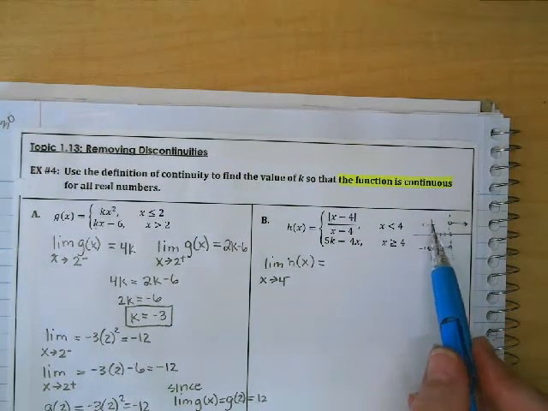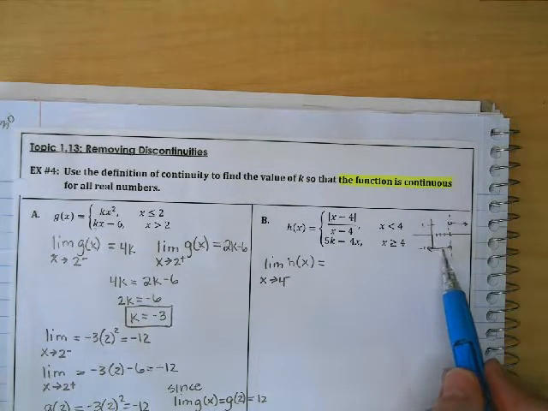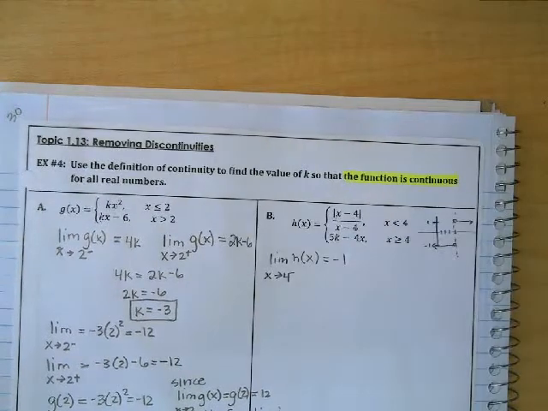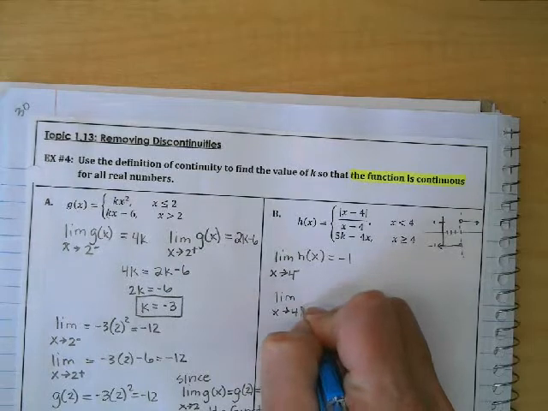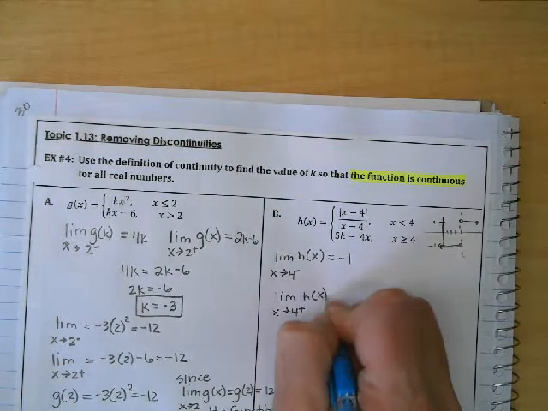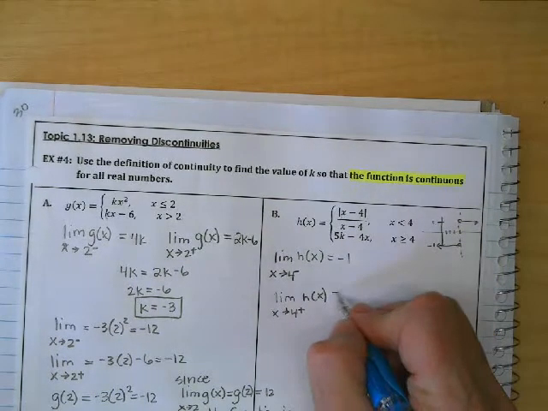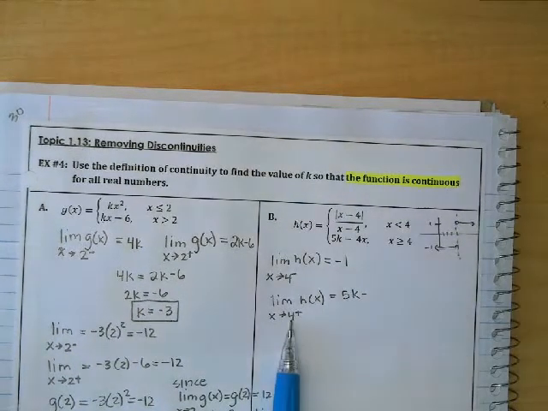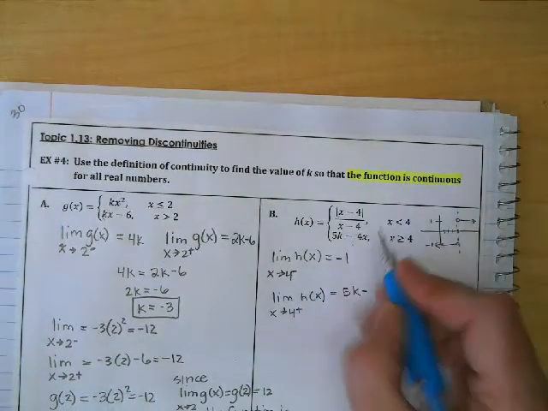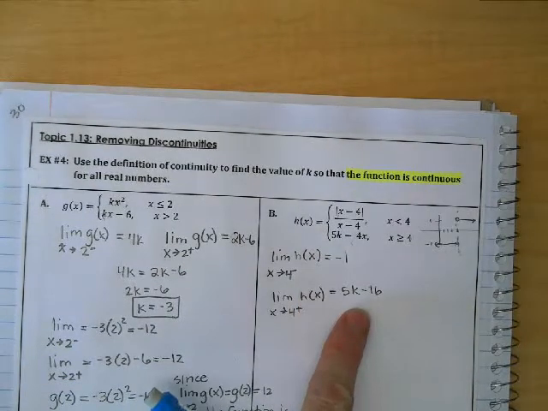That is this one right here. So as I'm coming from the left, it equals -1. Okay, the limit as x approaches 4 from the right of h of x is 5k minus 16, because I'm going to take that 4 and plug it right in there. If these two are continuous, then these have to equal each other.